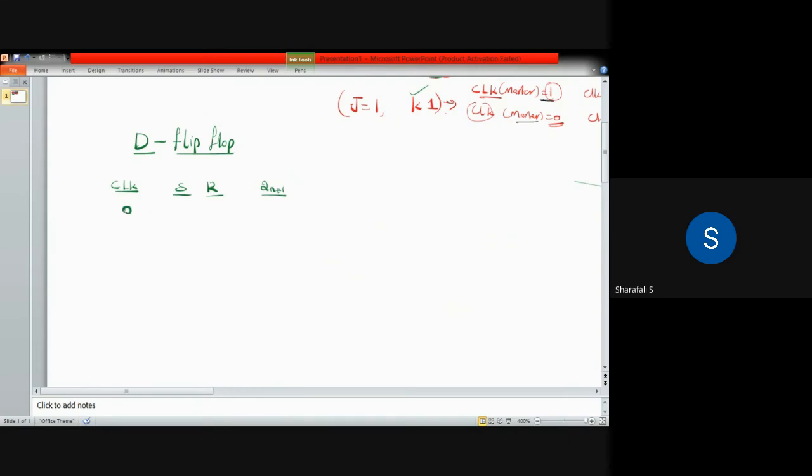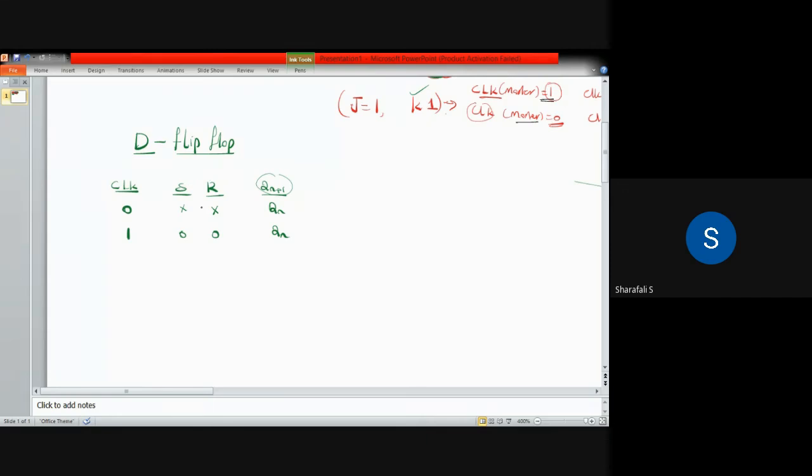So if your clock is 0, then this will not work. You will be having the same state because nothing will change. So the previous state is Qn, the next state is Qn plus 1, that we already discussed in the previous class. So Qn is the previous state, and it will remain as it is when the clock pulse is 0. When your clock is 1, then only the circuit starts its operation, and the values will change. So if it is 0 0, there is no change in the SR flip flop.